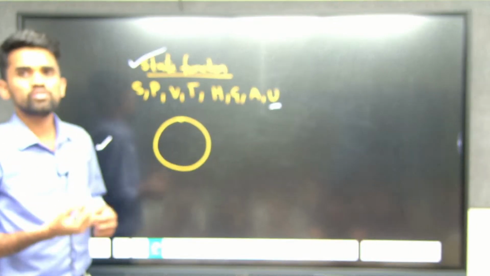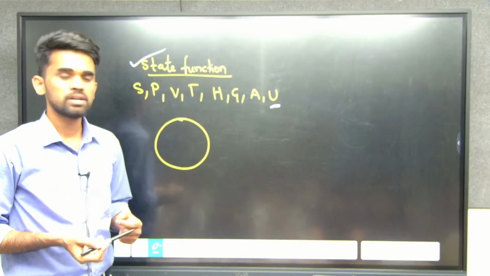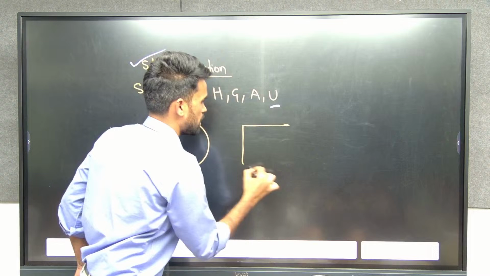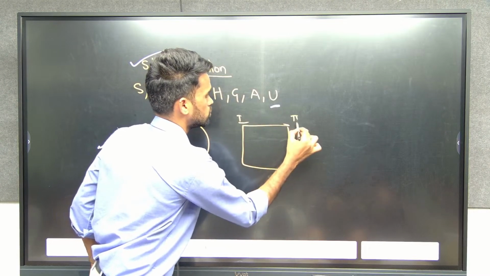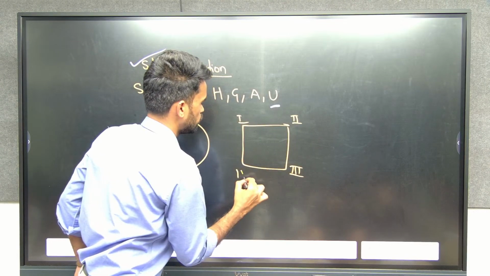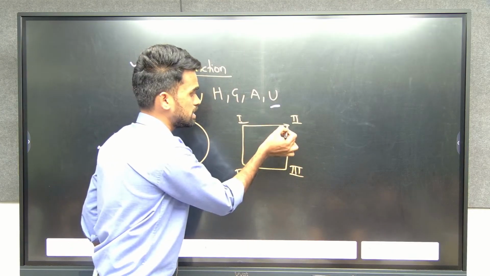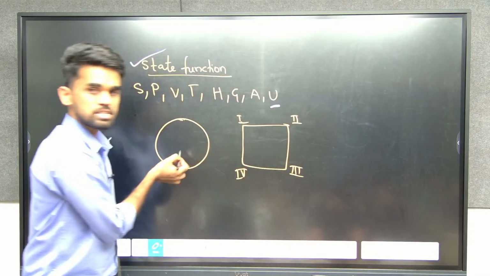Cyclic process. What do we mean by cyclic process? It should be like a closed loop. It can be in this manner also. See, 1 to 2, 2 to 3, 3 to 4, again 4 to 1. So it is in a closed loop now. Can I say this is a cyclic process? This is also a cyclic process.